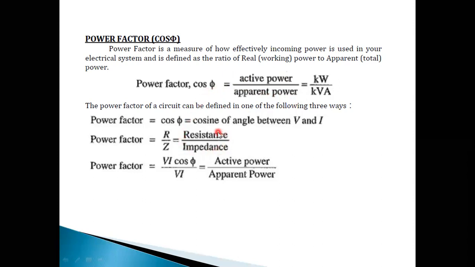In terms of the impedance triangle, I may have some other formula. R by Z, the real term divided by the total, gives the information of power factor, or else the cosine of the angle between voltage and current also. These are the different definitions of power factor. Power factor is nothing but how efficiently you can use it. The active power from the total power will give the information of power factor.